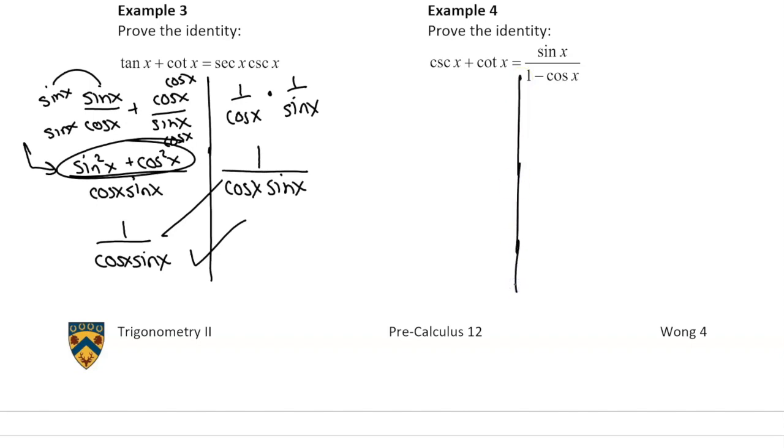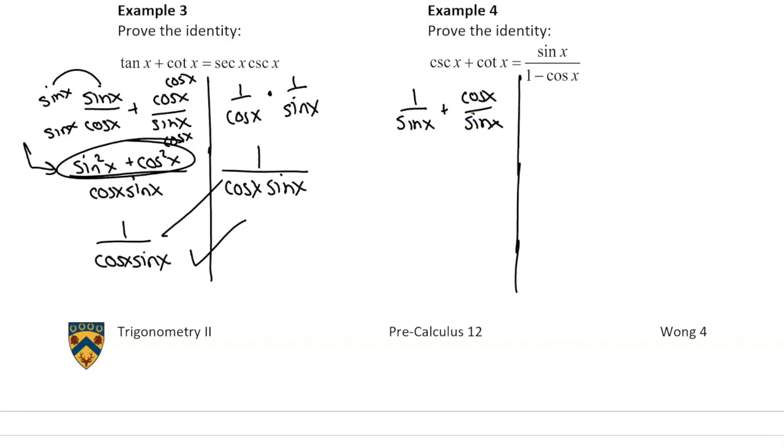Step 1. Let's see if we could factor anything out, and I don't think that there is. There's definitely not a Pythagorean identity there either. So step 2 would be change everything into sines and cosines. So if we take a look at cosecant, we could change that to 1 over sine x, and we could change cotangent into cos x over sine x.